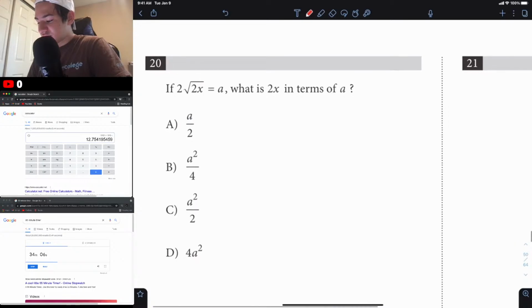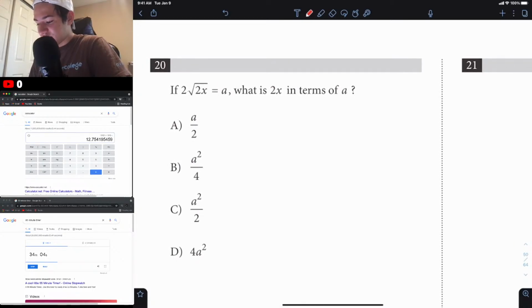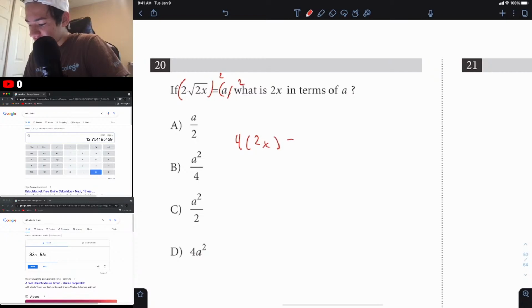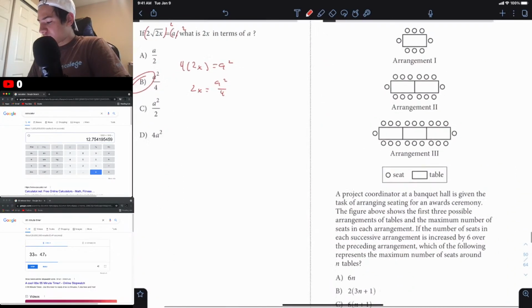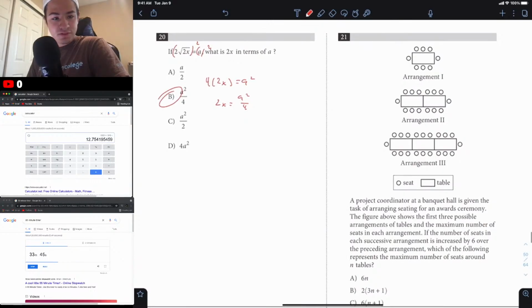If 2 root x equals a, what is x in terms of a? Wait, what is 2x in terms? So we're going to square both sides. So I get 4 times 2x is equal to a squared. If I divide by 4, I get 2x equals a squared over 4. Okay, oh no, not this kind of stuff. We're only on problem 21. We have 30 minutes. Okay, we're okay.